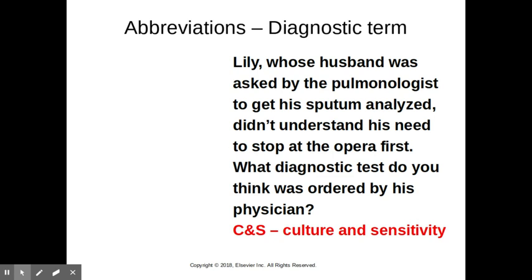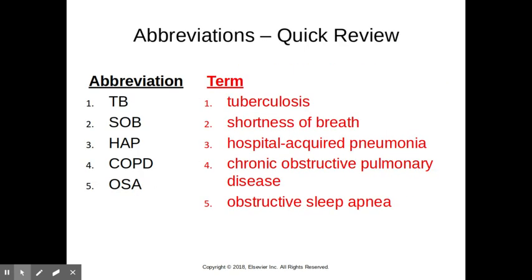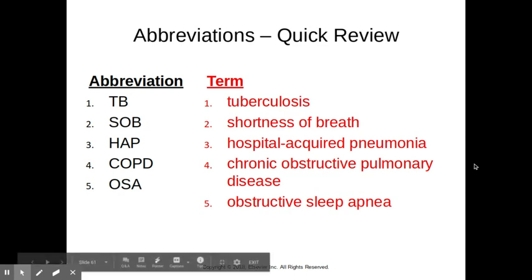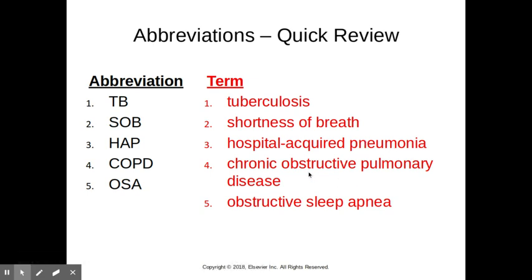Lily, whose husband was asked by a pulmonologist to get his snot or sputum analyzed, didn't understand his need to stop at the opera first. What diagnostic test do you think was ordered by his physician? So culture and sensitivity. TB is tuberculosis, SOB, shortness of breath, HAP, hospital-acquired pneumonia, COPD, chronic obstructive pulmonary disease, OSA, obstructive sleep apnea.